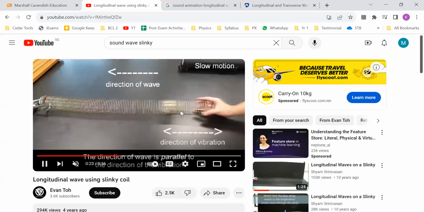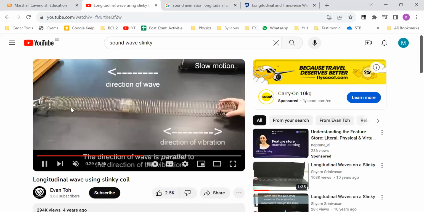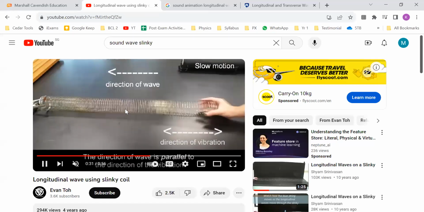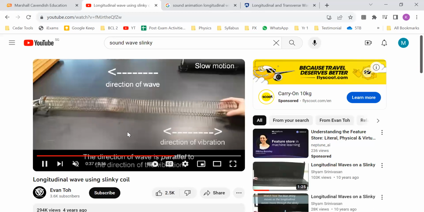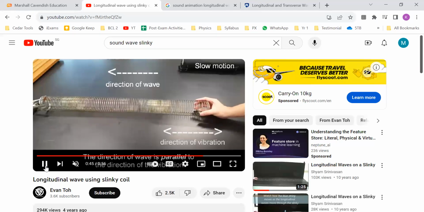You can see this part here, and you can also see some reflection. Can you see that? When it hits this end, which is fixed, it will come back. You can see that something comes back. It's just a bit weak, so it's difficult to see. We'll explore that a little bit more later. But this is the essence of what a longitudinal wave looks like. The direction of vibration is parallel to the direction of the wave. That's the key point to note about longitudinal waves.